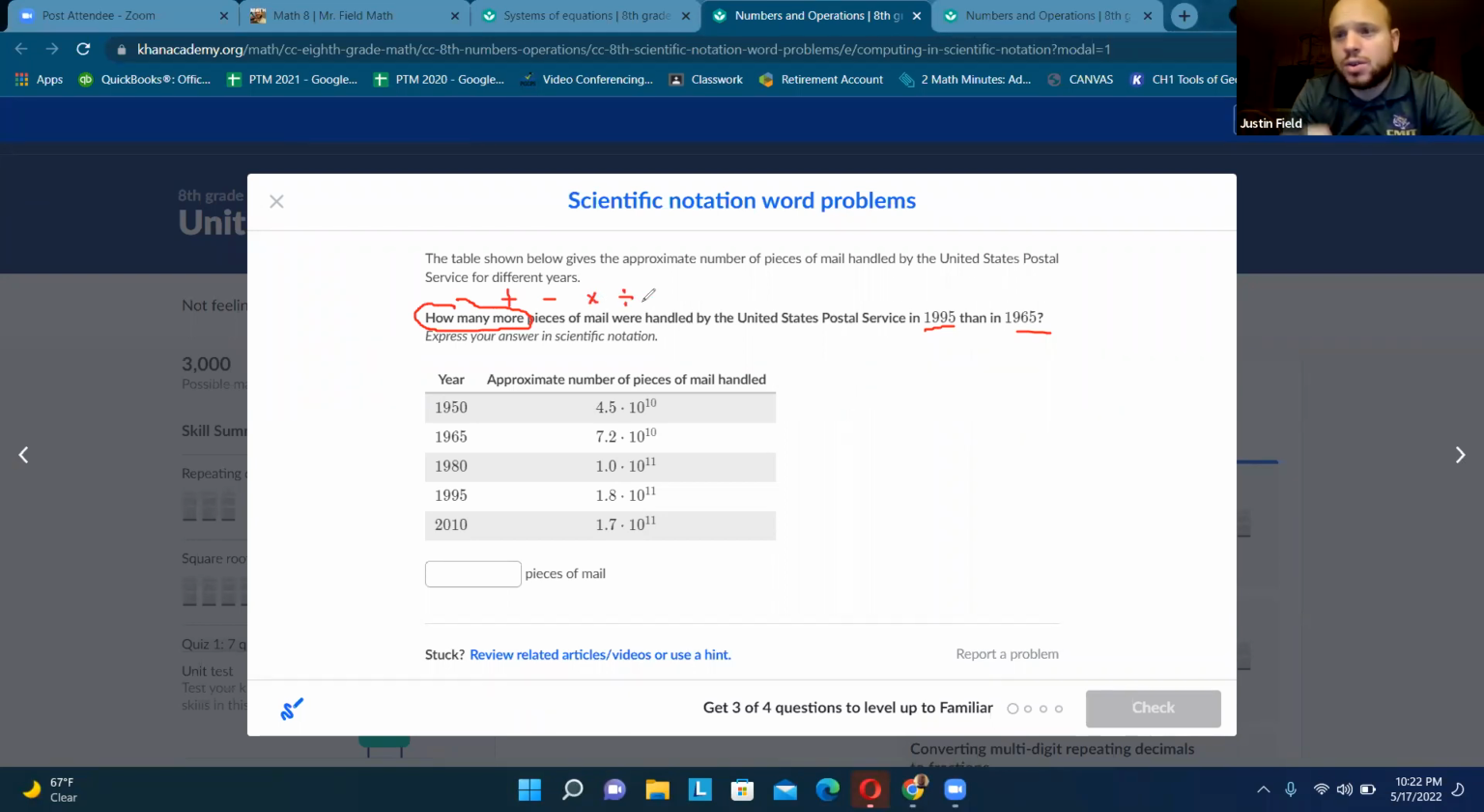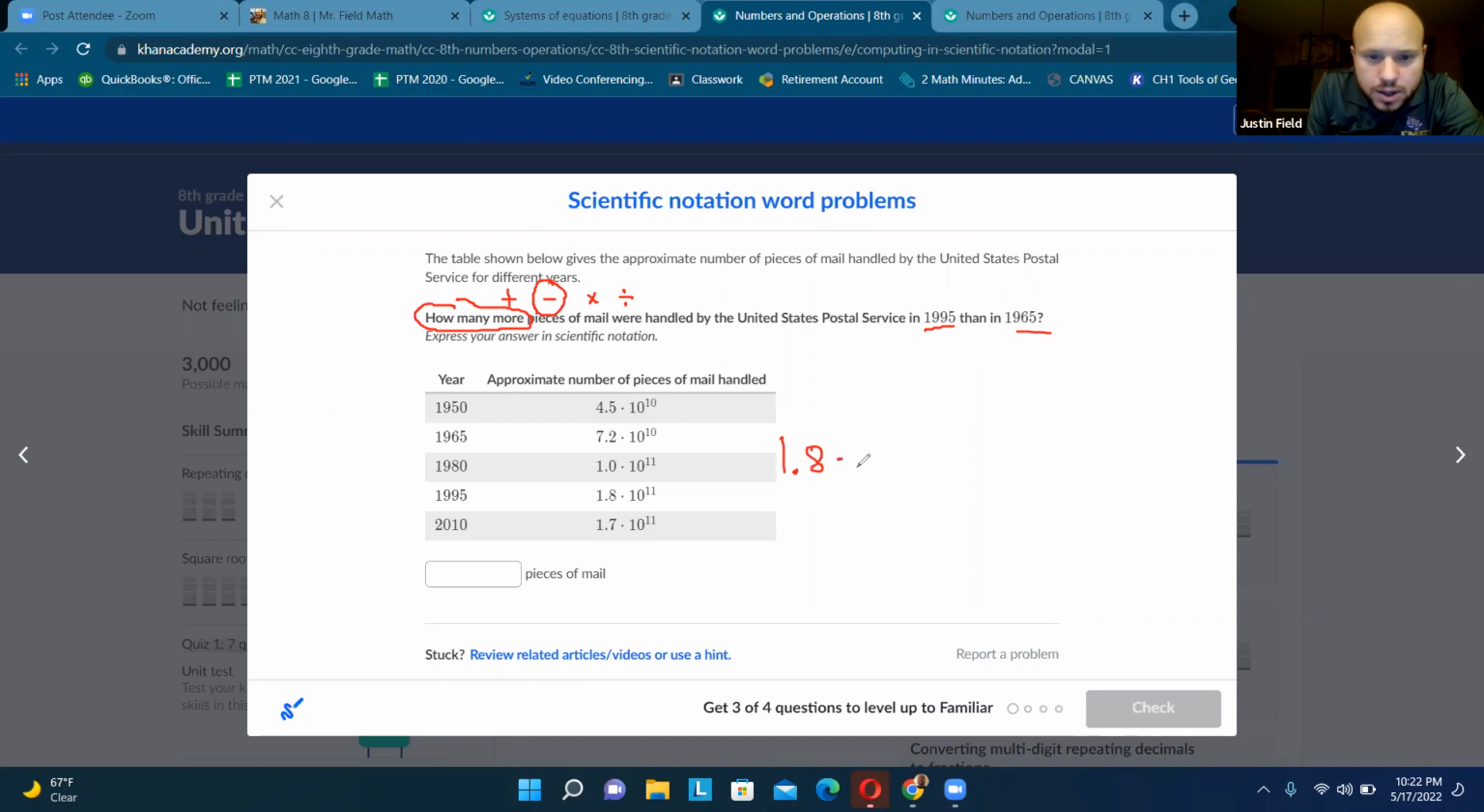How many years older are you now than you were 3 years ago? You know, in order to do that, you have to subtract, right? So this is subtraction. We are going to subtract. All right, so we're going to set up a subtraction problem. 1995, 1965.